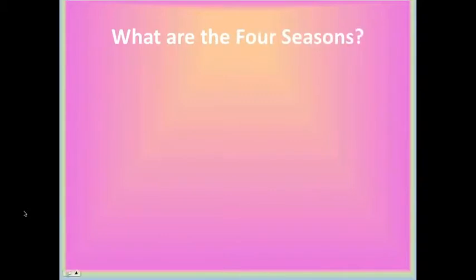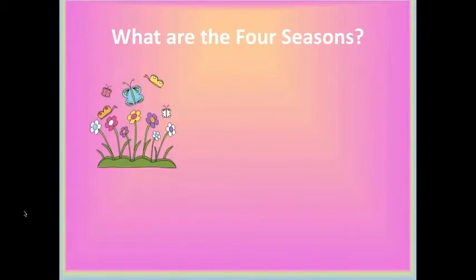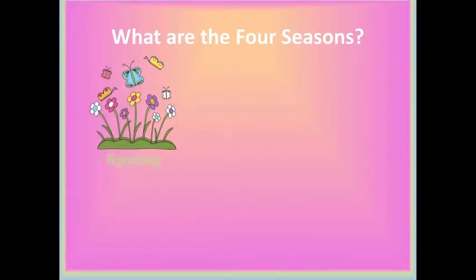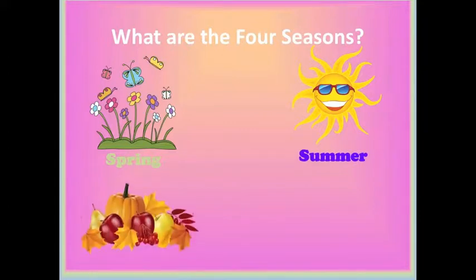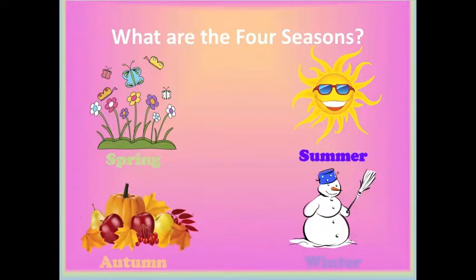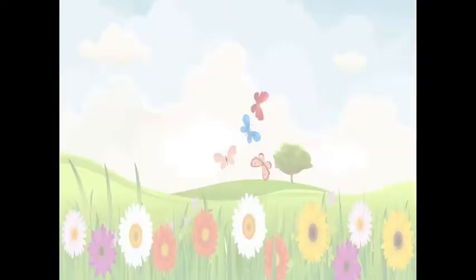Okay, so I hope that cleared things up. So what are the 4 seasons? Oh, we have first spring. Then the next that comes is summer. And after summer, we have autumn. And after autumn, we have winter. So let's talk about these in more depth.